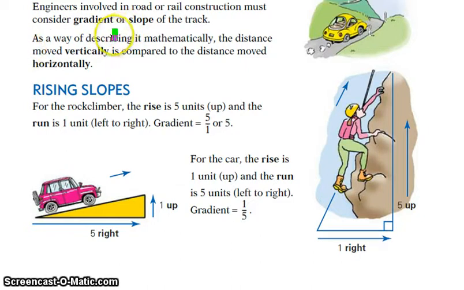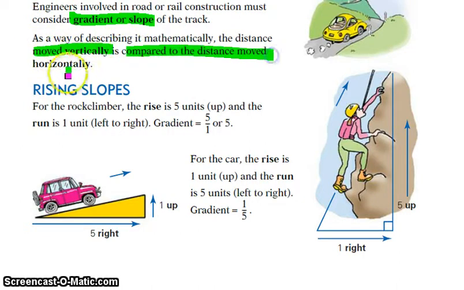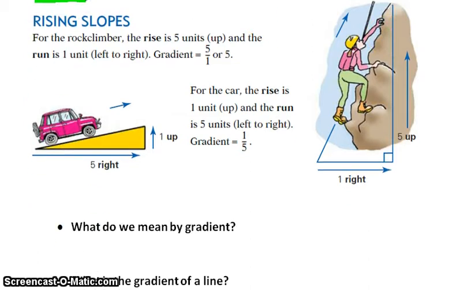engineers that build roads or train lines need to think about the gradient or slope of the track. Another way of thinking about it mathematically is the distance moved vertically being compared with the distance moved horizontally. We all know about rising slopes. If you've ever been on a D of E hike, or you just like hiking, or you've climbed a mountain, there is going to be a tough slope there. You can see in this little picture here that the rise is 5 and the run is 1. So the slope or the steepness of the slope is 5, and that's basically what the gradient is.